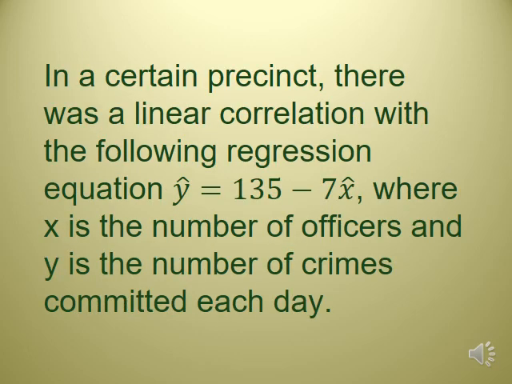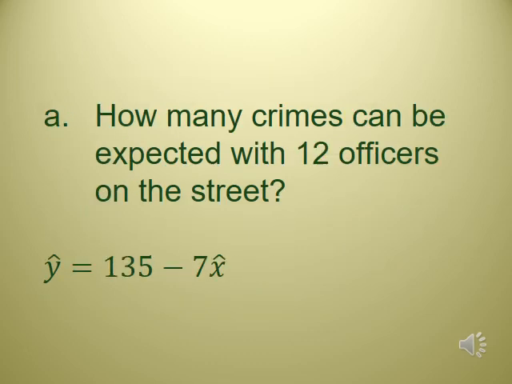Now, the equation I have here is totally made up. It says in a certain precinct there was a linear correlation with the regression equation y equals 135 minus 7x, where x is the number of officers and y is the number of crimes that were committed each day. So if you tell me how many cops there are in the street, I can tell you how many crimes there's likely to be. We're going to look at 3 questions related to this situation.